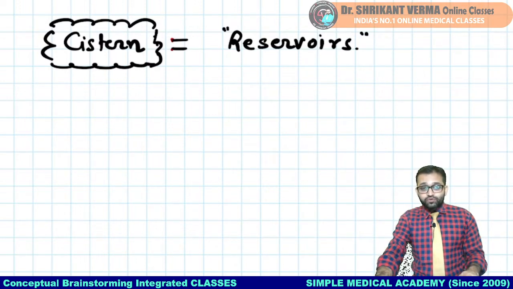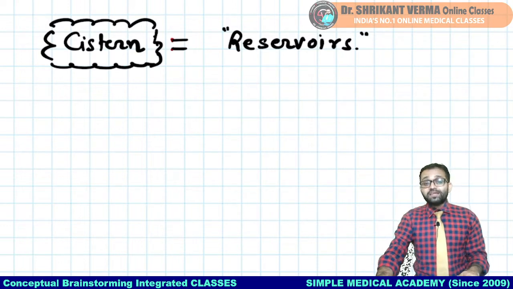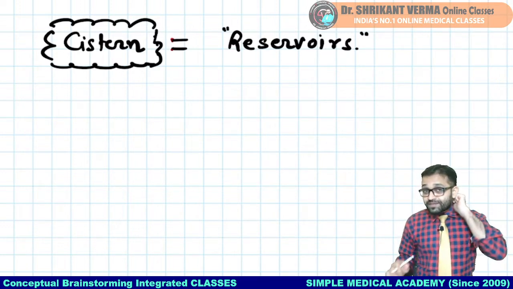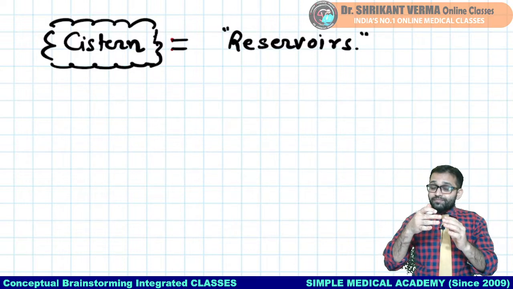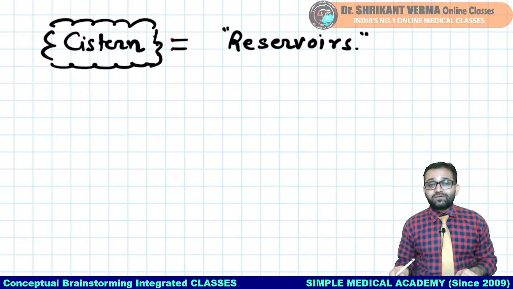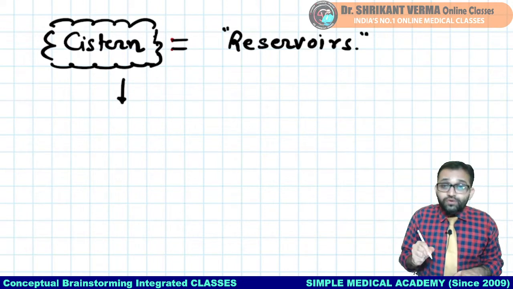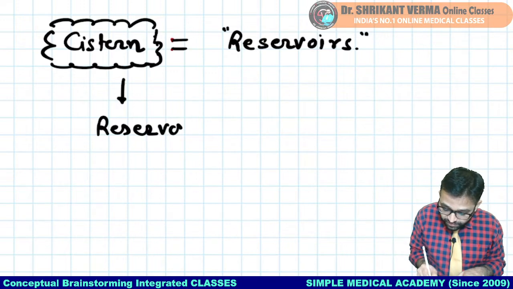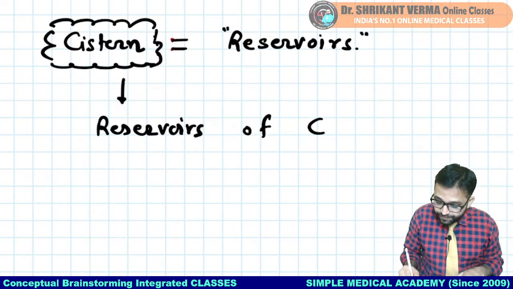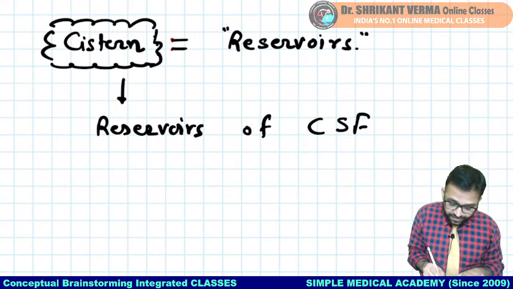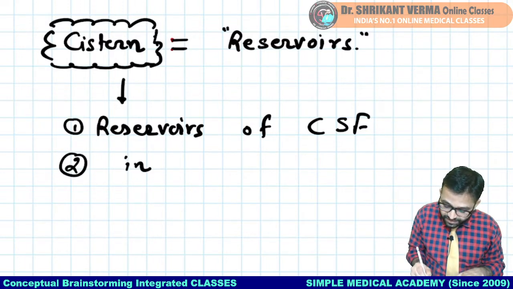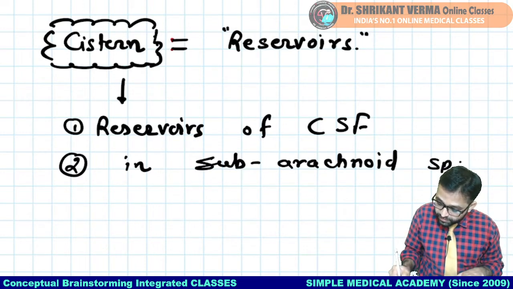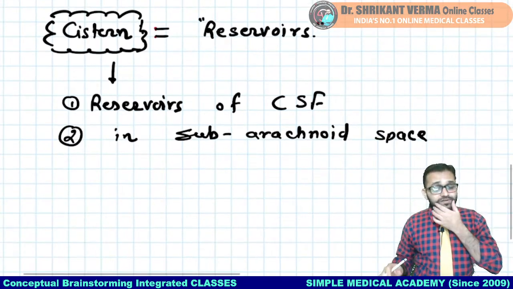I'm unmuting all of you so that you can participate actively in our class. Can you tell me, CSF is situated in which space? Above the dura mater, below the dura mater, below the arachnoid mater, or below the pia mater? What is your answer? Very nice answer. So you can say cisterns are reservoirs of CSF, first point, definitely in the subarachnoid space. Clear everyone? Fine.